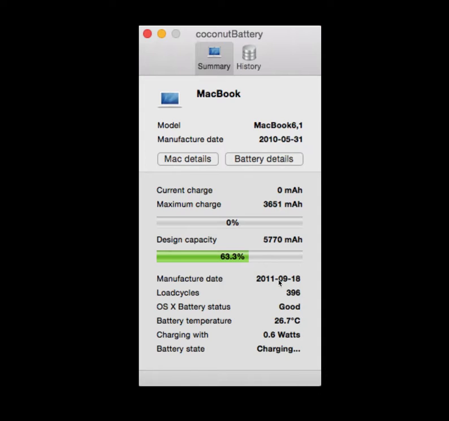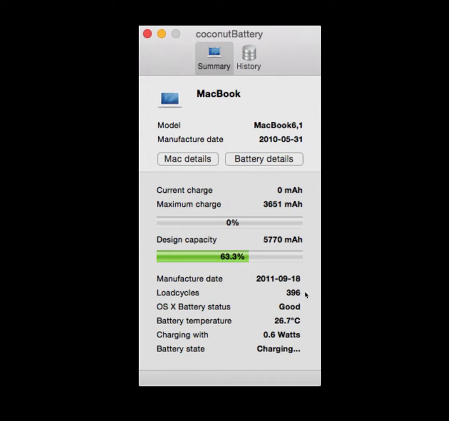So let's see, manufacture date 2011. So it's not a new battery. 396 load cycles. So what's a load cycle? That's a common term. A load cycle is a full charge and a full depletion of the battery. So this battery has, well, you can't say for sure, but it's basically been charged and discharged, used 396 times. This number is deceptive. Most batteries are not charged all the way, and then they're not used all the way down. So it's hard to say what this number really means.